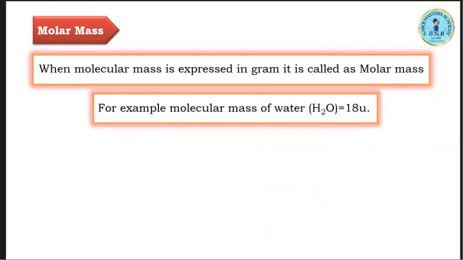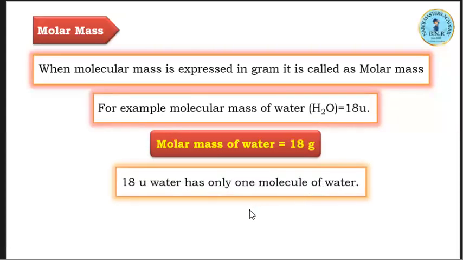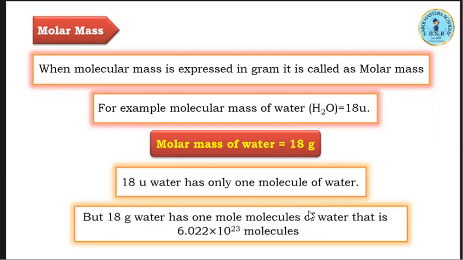Now look here. We solve problems based on this concept. The molar mass of water is 18 grams. So 18 grams of water has 1 mole, which is 6.023 into 10 power 23 molecules. Find the molar mass of calcium carbonate.